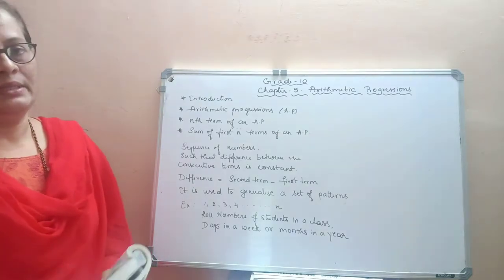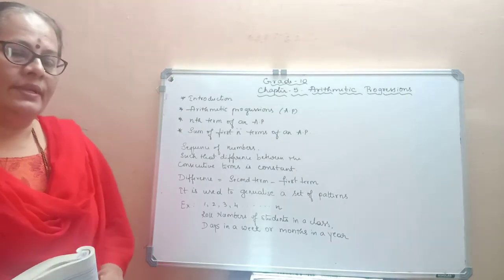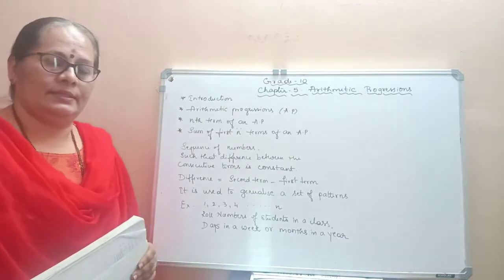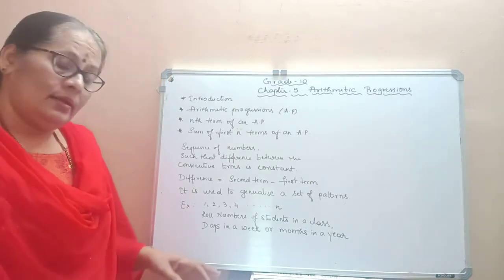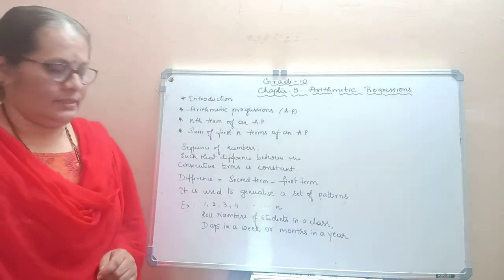It is a sequence of numbers. For example, natural numbers 1, 2, 3, 4, 5, 6 up to n. So they are in sequence. So there is a certain pattern in these numbers.